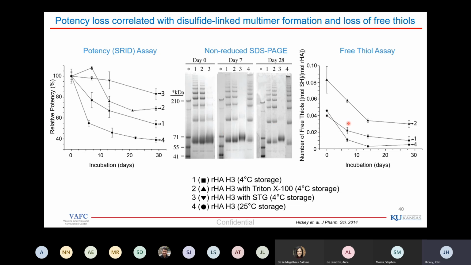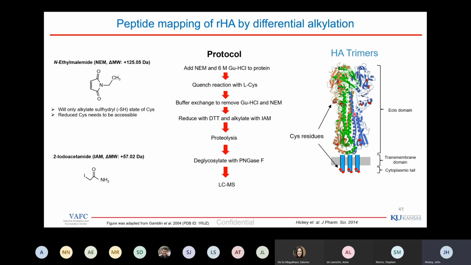And then we also looked at the free thiol assays because we knew from the SDS-PAGE that disulfides were playing a role somehow in this potency loss. As we observe over the course of a month under the same conditions that they observed this potency loss, we can see a dramatic decrease in the availability of free cysteines in the molecule. So this really indicated that the cysteines are playing this role. But then we want to know which cysteines are involved. Is it in this ectodomain? Is it in the transmembrane cytosolic domain, etc.?